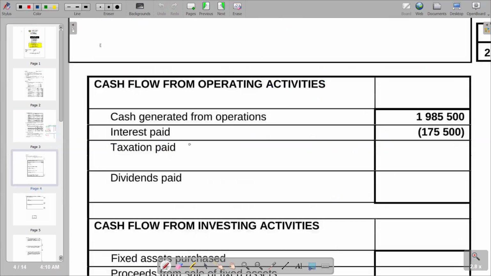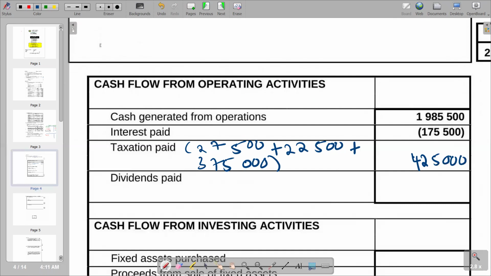So in our answer section for taxation, we add 32,500, and then we add 378. We see that the figure that we are supposed to get should be 425,000. So it means here we have put our answer is 425,000. So basically, that's what we have.